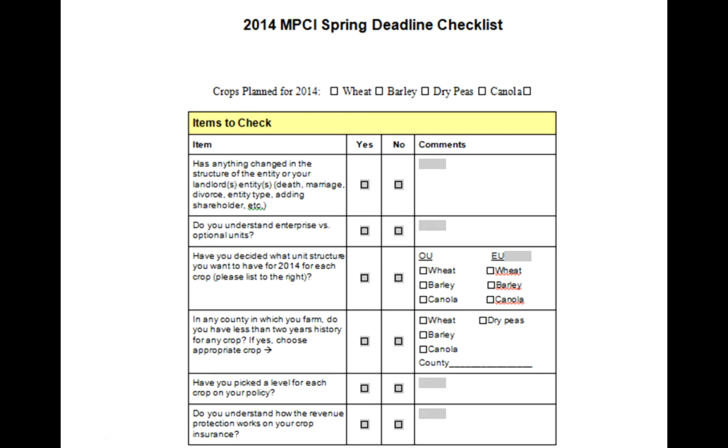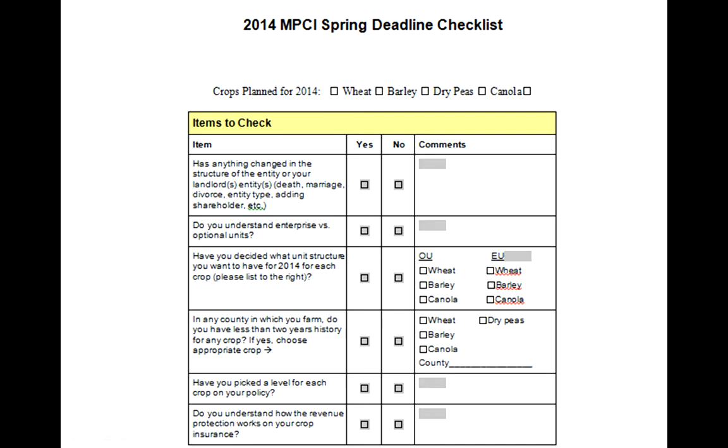Do you understand enterprise versus optional units? We went through that in the previous slides, but please let us know if you don't understand it and you want to consider doing it. We really need to explain that to you before you just choose it blindly. If you decided on a unit structure for each crop, please check the box for whether you want OU, which is optional units, or EU for wheat, barley, and canola on your policy.